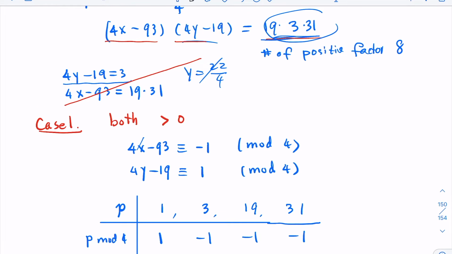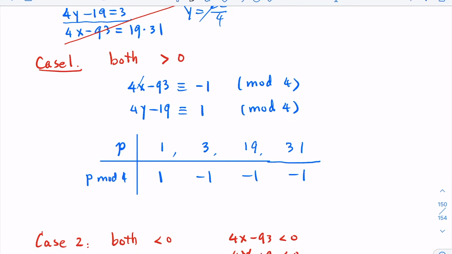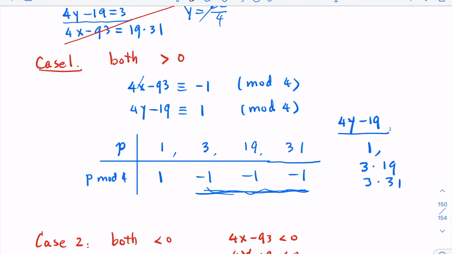In order to have an integer solution, you have to make sure that 4y minus 19 is congruent to 1. What are the possible values here? It could be 1, or it could be some pair of two numbers from here. There are 3 such pairs: 3 by 19, 3 by 31, and 19 by 31. Corresponding to this, we're going to have 4 solutions. So here we have 4 solutions.